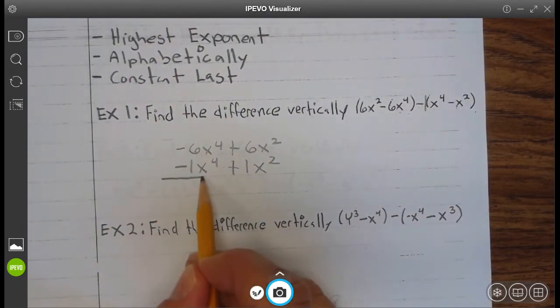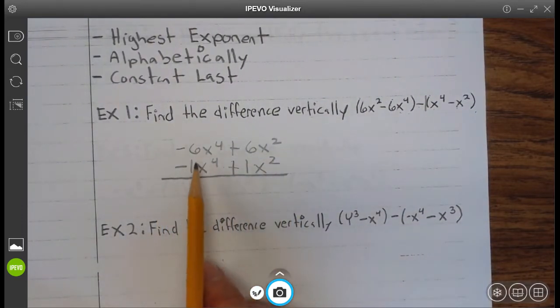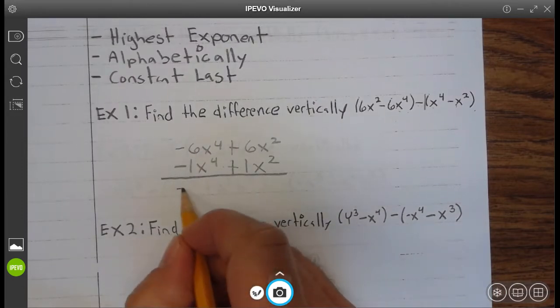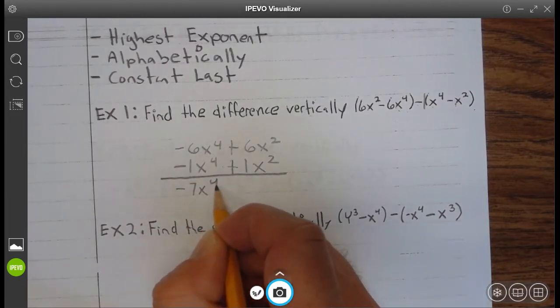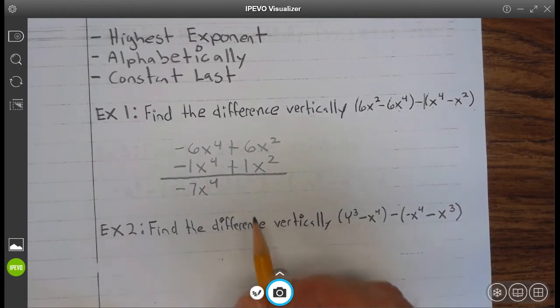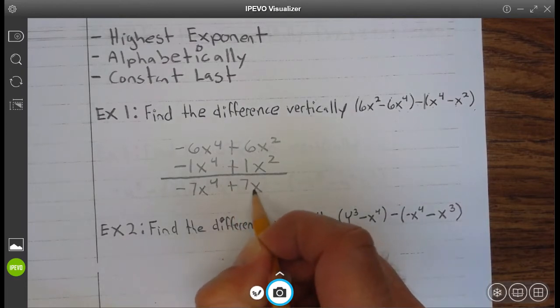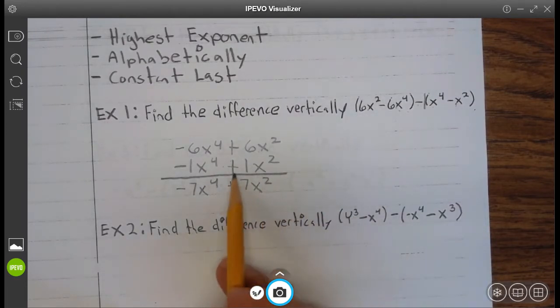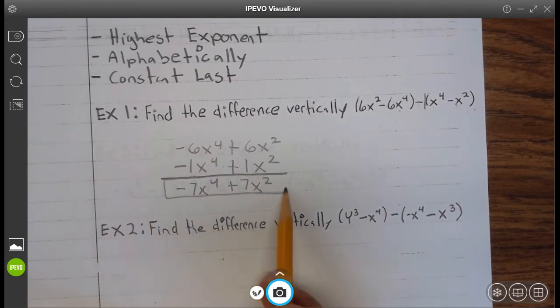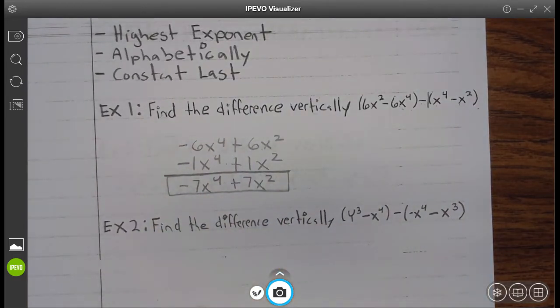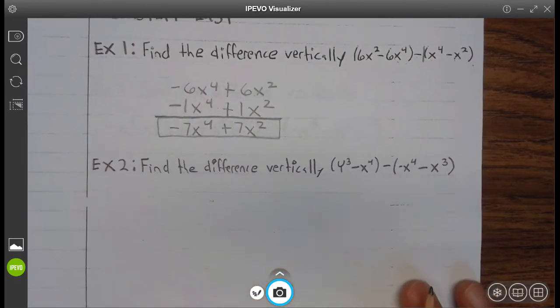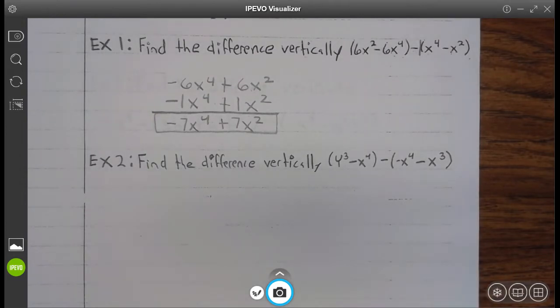Okay, so now we combine. Negative 6x to the fourth and negative 1x to the fourth is negative 7x to the fourth. And then 6x squared and 1x squared is plus 7x squared. All right, go ahead and finish up example 1. All right, example 2, find the difference vertically.